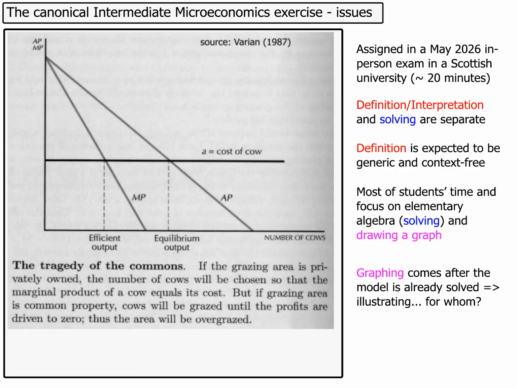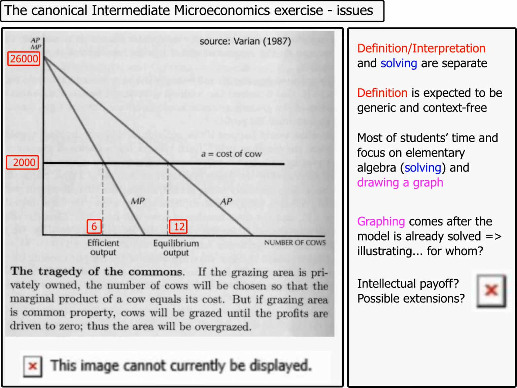Its sole purpose is reproducing the textbook graph and inserting numbers, such as the intercept of 26,000, the price per cow of 2,000, the social optimal level of 6 cows, and the free entry equilibrium with 12 cows. The exercise adds nothing else to the textbook. There is no novelty and little intellectual payoff.